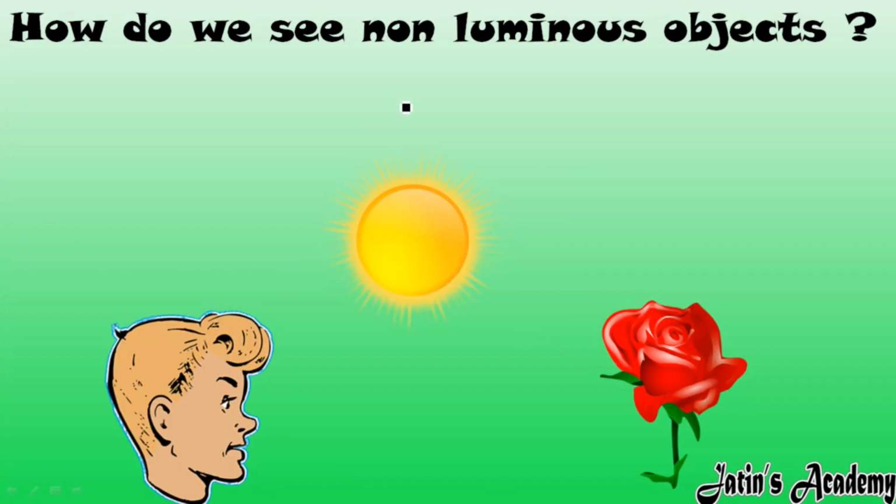Now my question is, if non-luminous objects do not produce their own light, then how are we able to see the non-luminous objects? So here we are having the answer. For example, here I am having a rose, and the rose, as you know, is a non-luminous object.